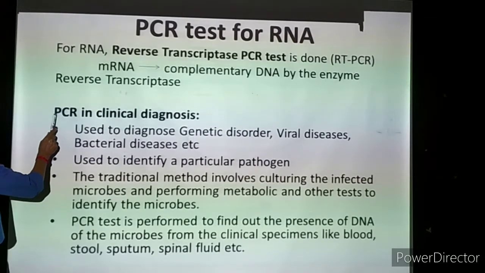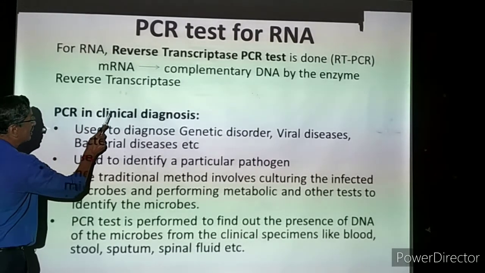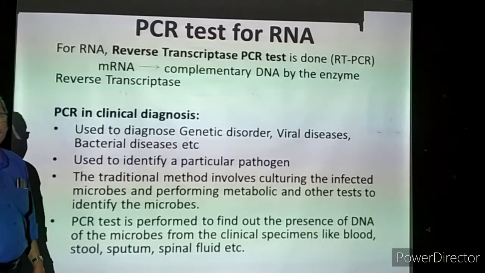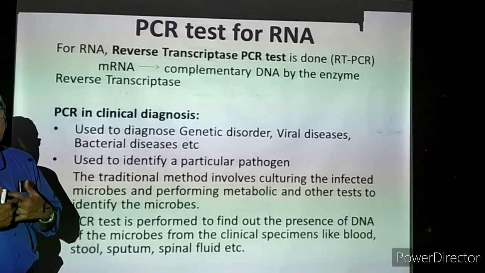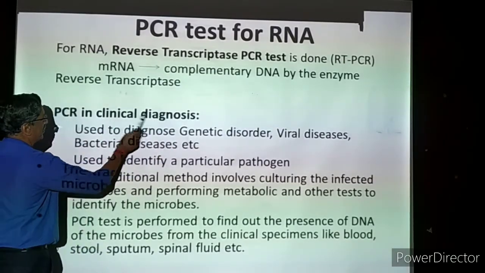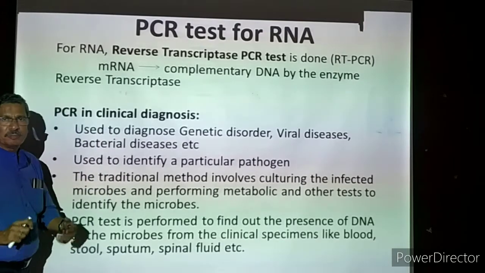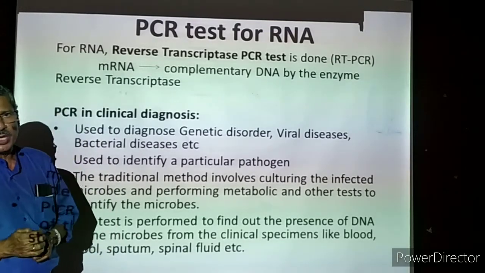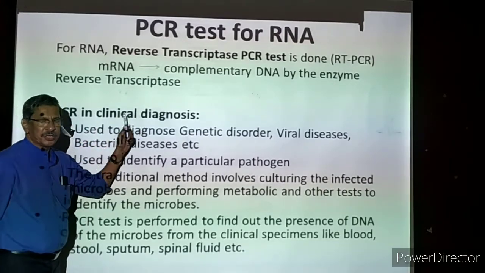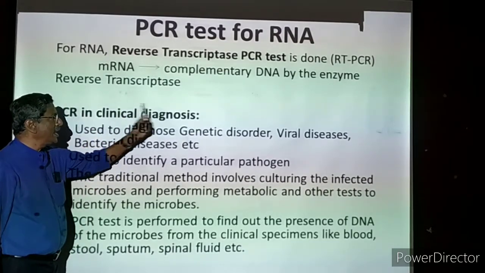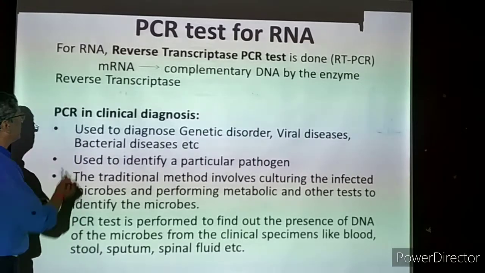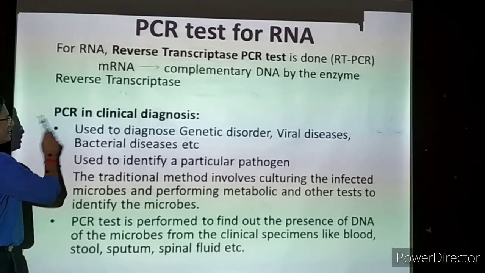Now we are taking PCR in clinical diagnosis. Diagnosis I already told you: checking whether the individual is suffering from anything. That is called diagnosis, done in the medical labs. Clinical: suppose the person is having an infection, and doctors are checking and suspecting the patient. That is called a clinical diagnosis. They are suspecting it may be a bacterial infection or a viral infection. At that time, this is how the PCR test is done.